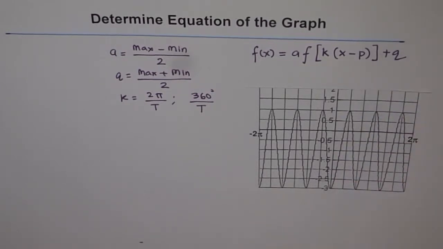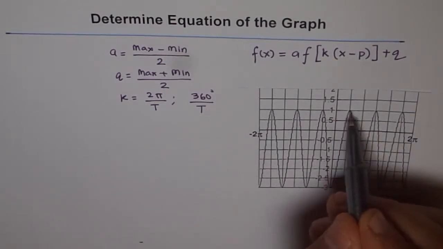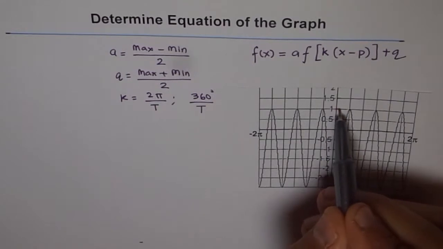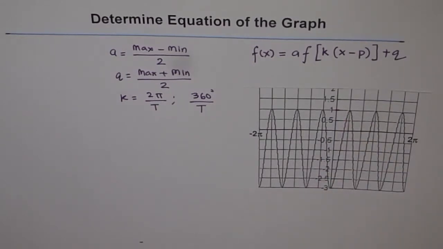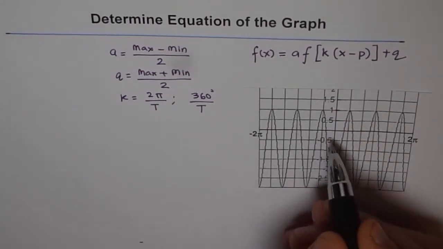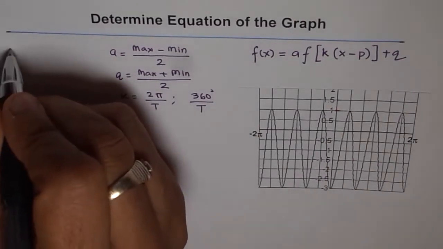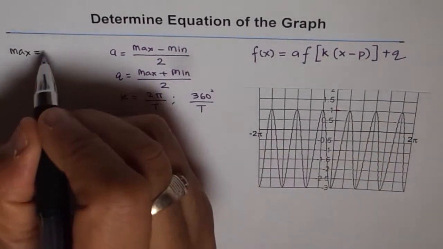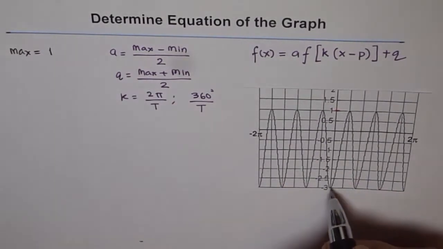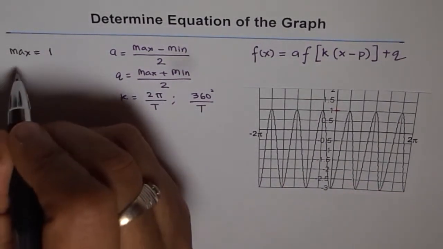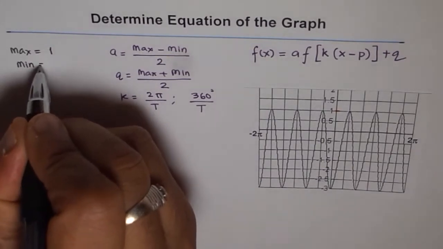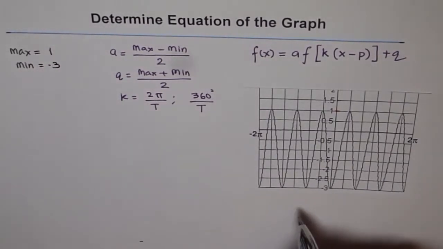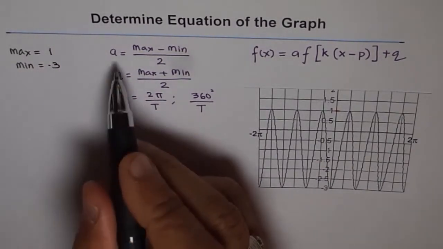Now let's really do our question. So here, what is the maximum? The maximum is this, which is 1. So let's write down the maximum: the maximum is equal to 1. How about the minimum? The minimum is minus 3. Correct.